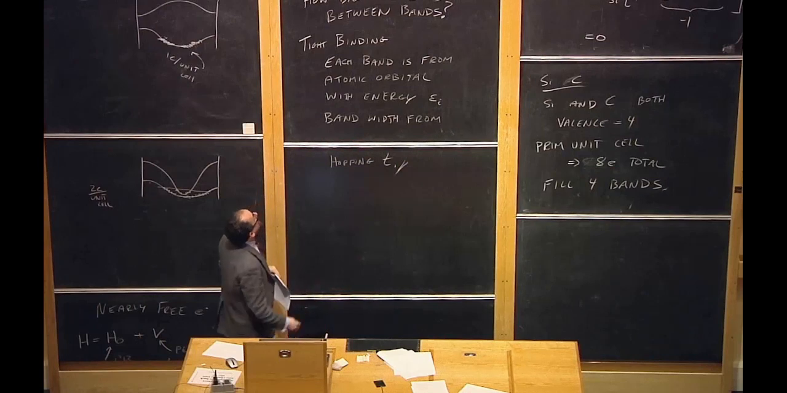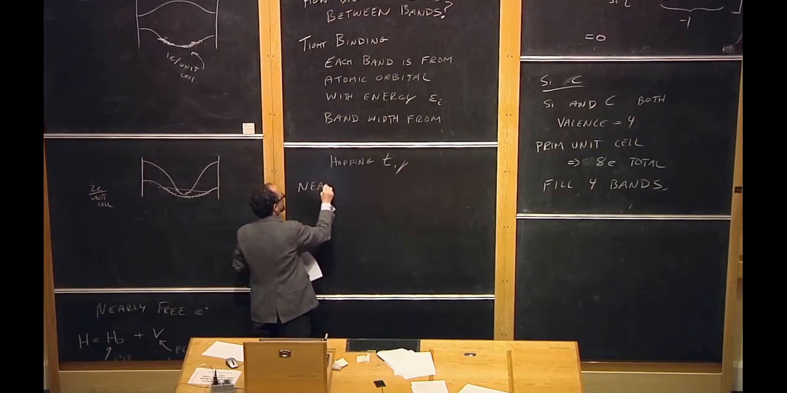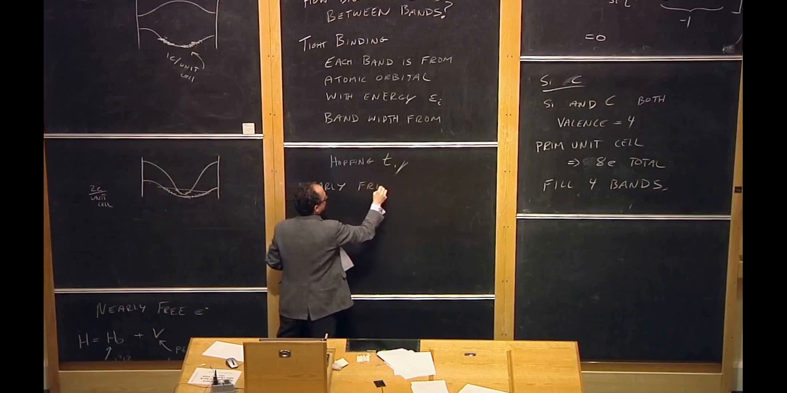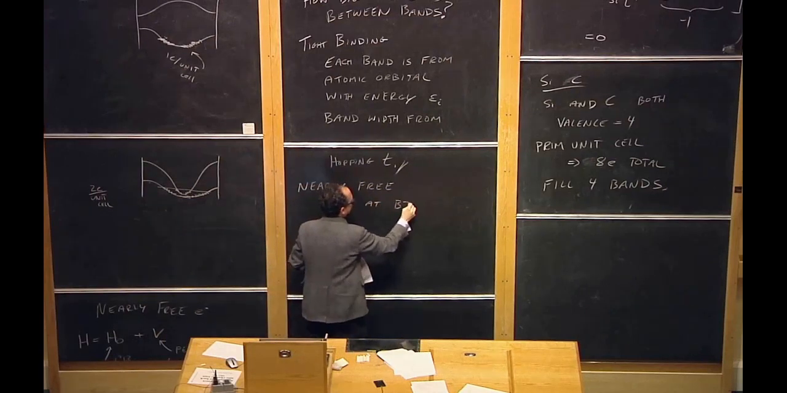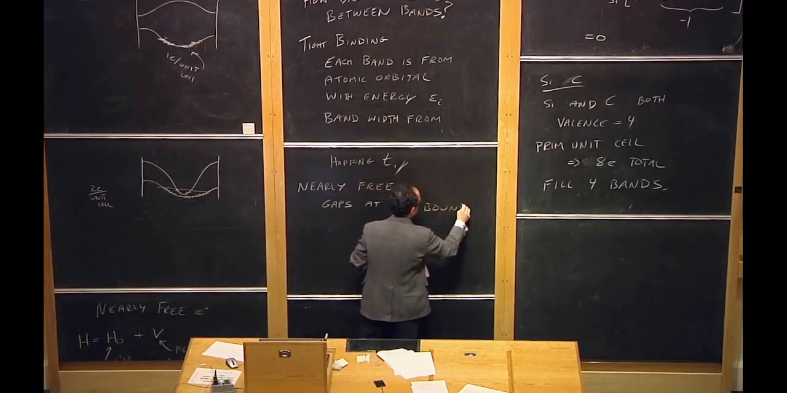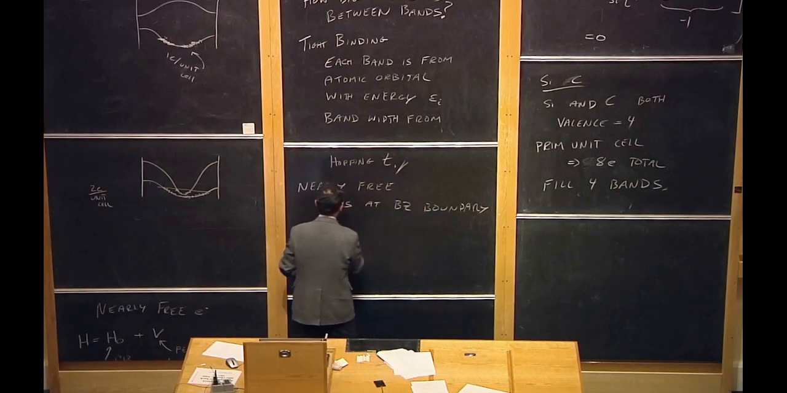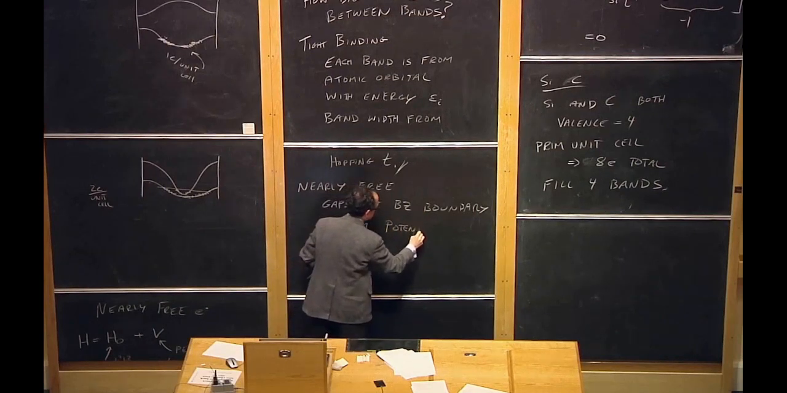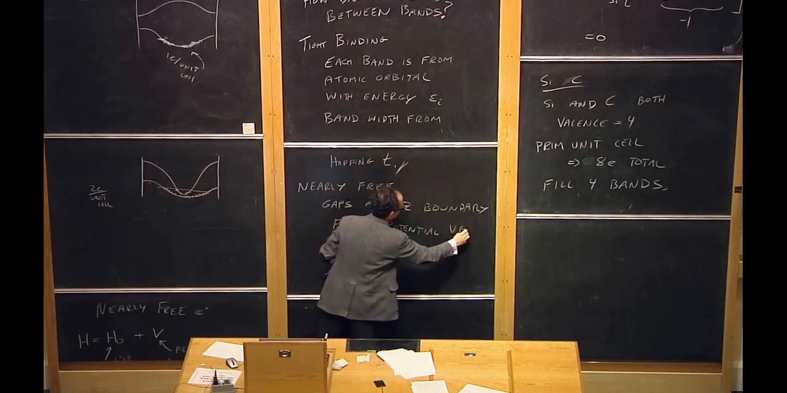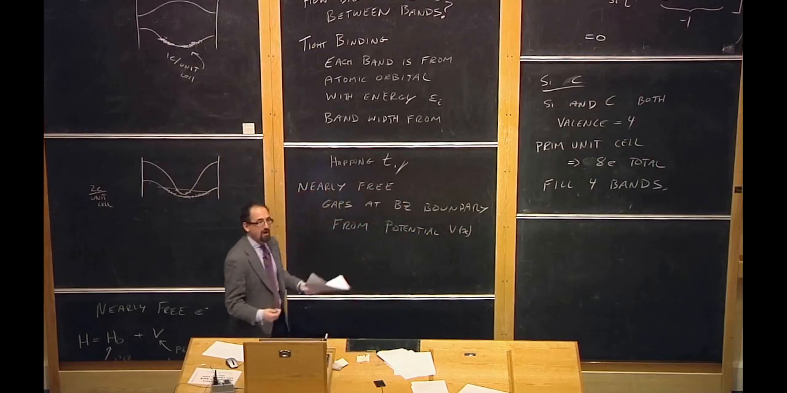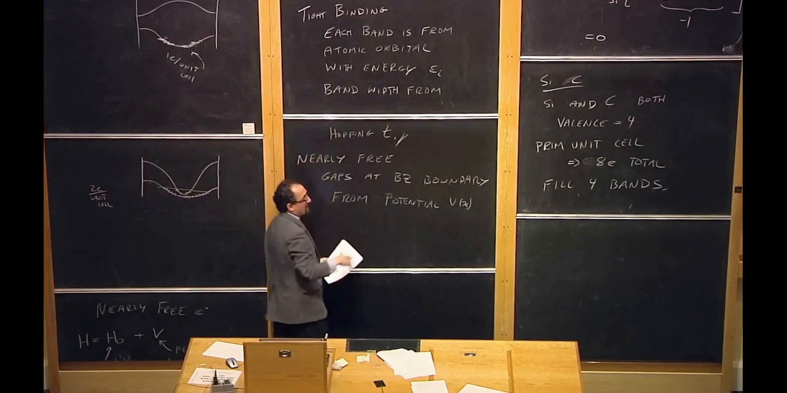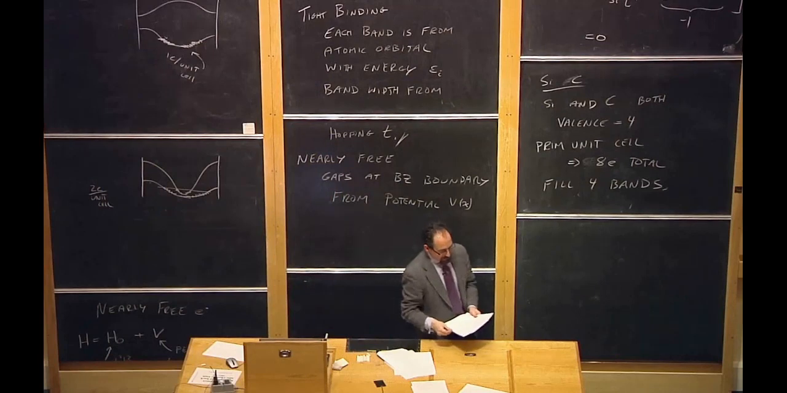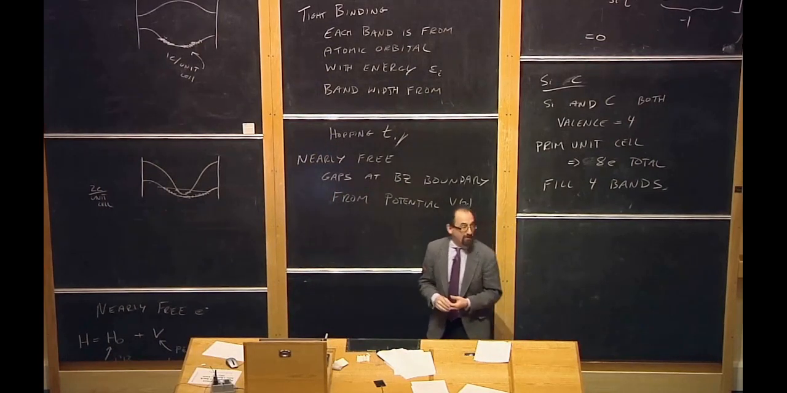So that's one way of understanding it, but in the nearly free electron model, the gaps at the Brillouin zone boundary are from the periodic potential, V of x. So if you know that the periodic potential is strong, you should expect gaps that are pretty big opening up at the Brillouin zone boundary, whereas if the potential is fairly weak, then you expect not to have big gaps at the Brillouin zone boundary.